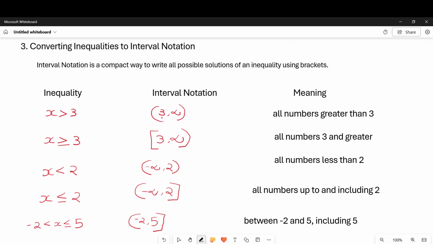Here 3 is not included, which is why we use a normal bracket. On the right-hand side, infinity is also not included because infinity is not a fixed point or an end point. Infinity means continuing on into unlimited space. At this time, don't think too much about infinity because it is a very complex topic and very difficult to define. Just keep in mind that there is no end point here.